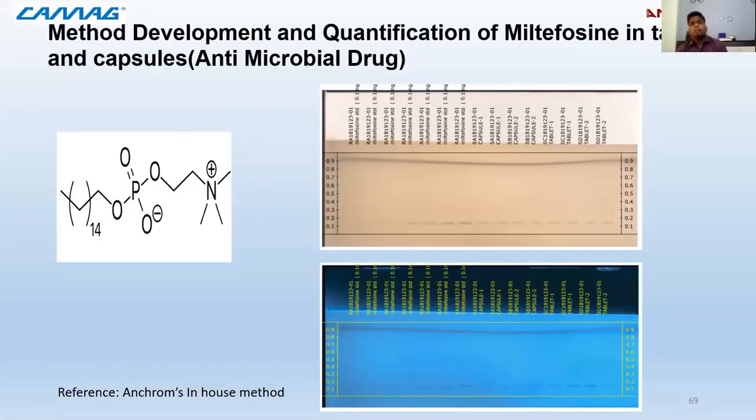Another example was the miltefosine tablet, which is an antimicrobial drug. It requires derivatization because after development it is not visible. But after derivatization, you can see the color bands which are observed here. And after plotting the graph, you will get the result.